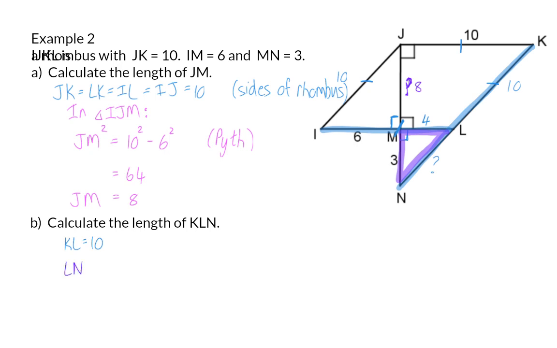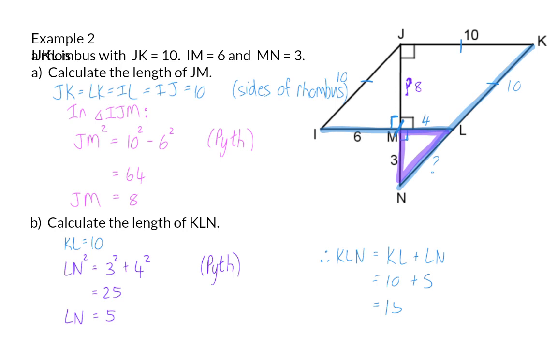LN is the hypotenuse, so LN squared will be the sum of the squares of the other two sides. Adding this up will give me a total of 25, which means that LN is the square root of that, and that is 5. So to finally get the length of KLN, we already mentioned that KL is 10, and now we need to add the length of LN, which is 5, so KLN is 15.